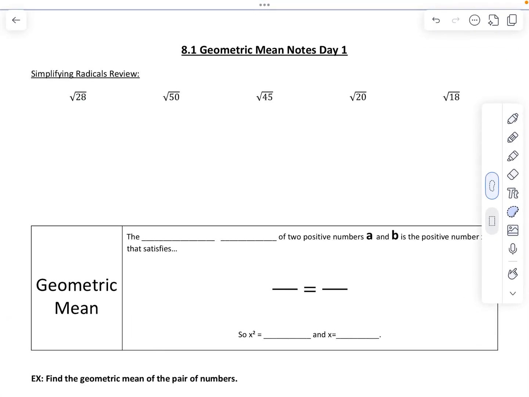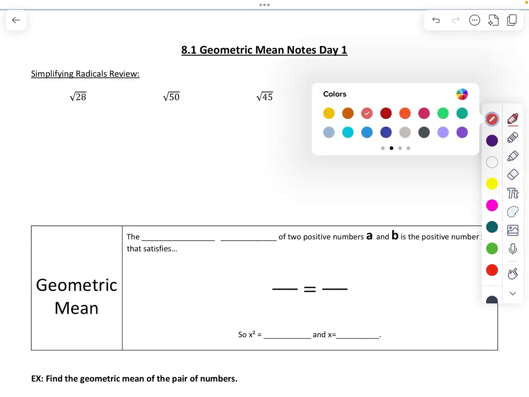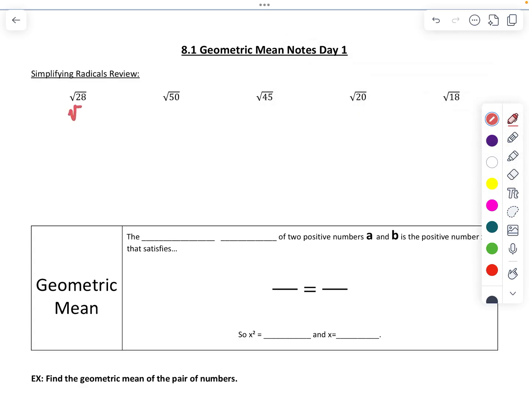Hey everyone, today we're going to do 8.1 geometric mean. And first of all, let's get some practice on simplifying radicals. Remember, this is the same as 4 times 7, 2, 2, 7. Take the pairs out as a single number, 2 square root 7.